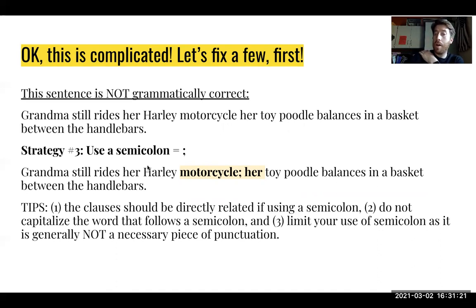So grandma using a Harley motorcycle and her toy poodle balancing in the basket on that motorcycle, that's why that might work. If you were going to have sentence 1, grandma still uses her Harley motorcycle, and then another sentence, her toy poodle is eaten by her dog, those don't connect at all. So you would not want to use a semicolon. Again, the semicolon signifies that these 2 clauses or these 2 sentences have a strong relation with each other.